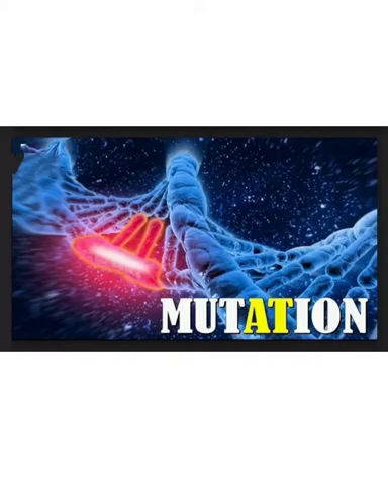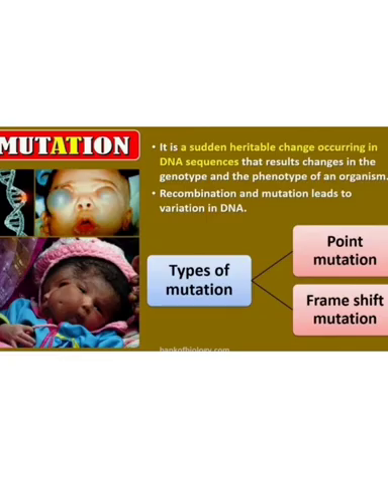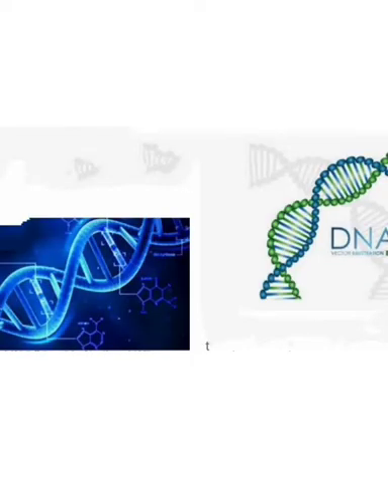Hello students, we are continuing with the chapter Principles of Inheritance and Variation. Today, first I am going to discuss mutation. Mutation is a heritable change occurring in the DNA sequence that results in a change in the genotype and phenotype of an organism.